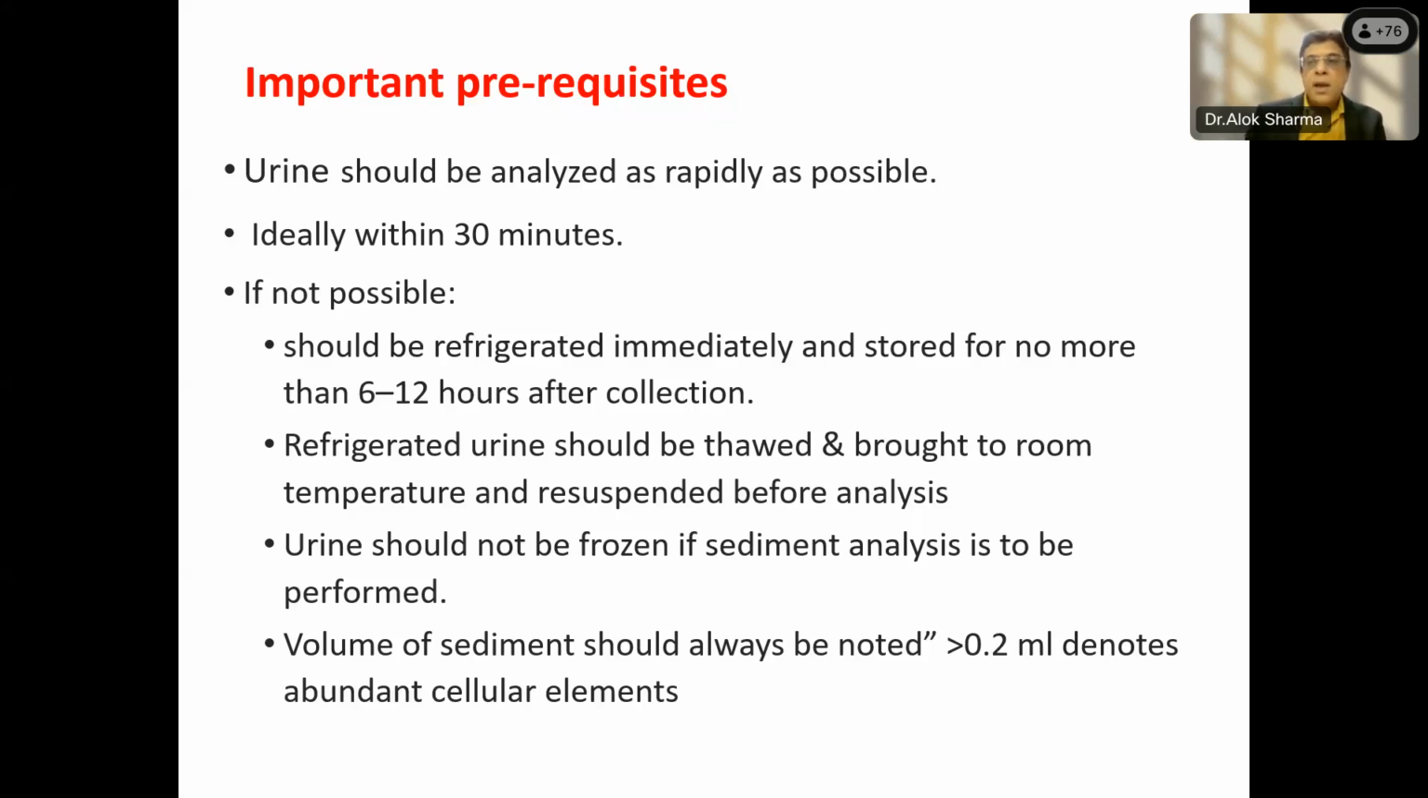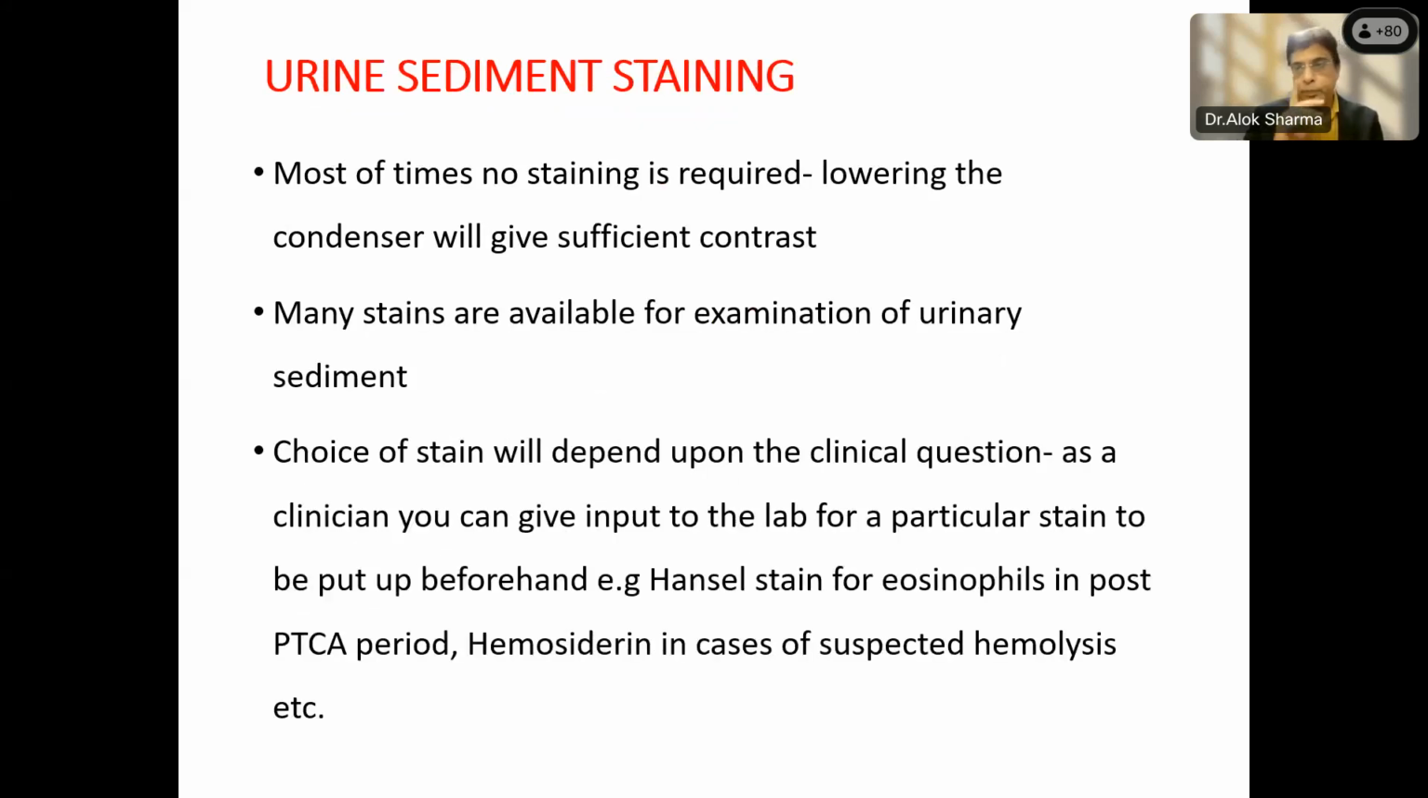And when you have spun the urine and taken the sediment, you should always determine the volume of the sediment, in your report or wherever you want to do it in the laboratory. Usually, if you have a sediment which is more than 0.2 centimeter, it will denote a lot of cellular elements. So if there are a lot of cellular elements and you centrifuge it and you get a sediment of 0.2, you can be sure that you have sampled a good number of cells. So these are a few prerequisites before you start doing the microscopic examination.